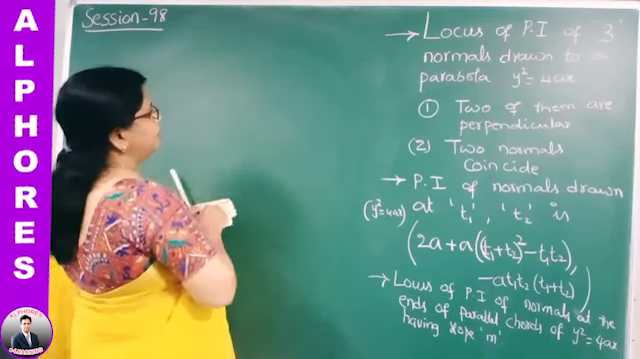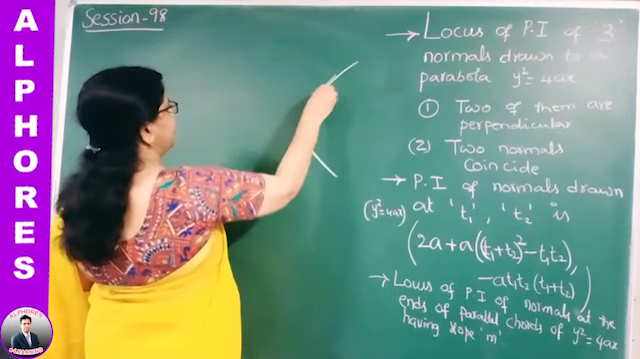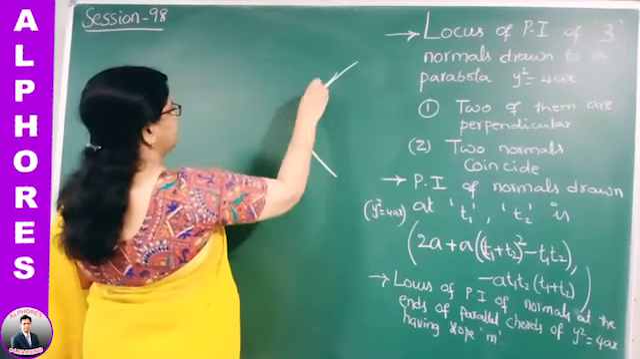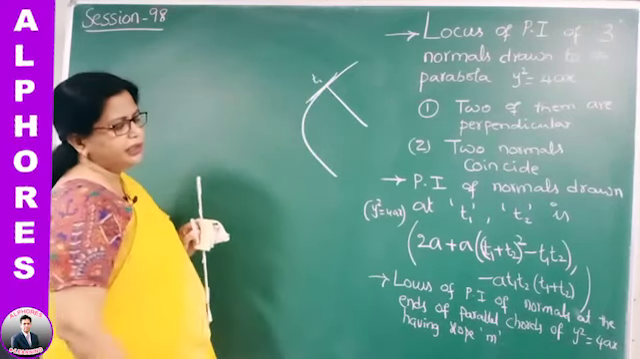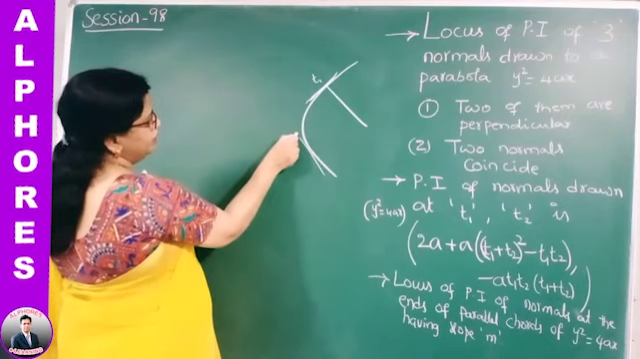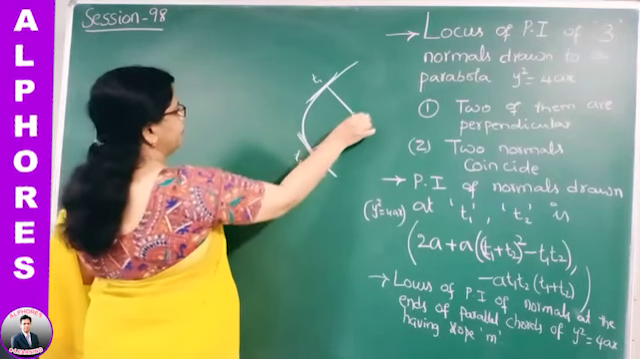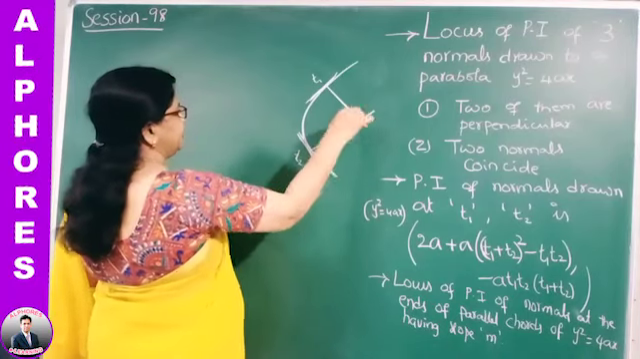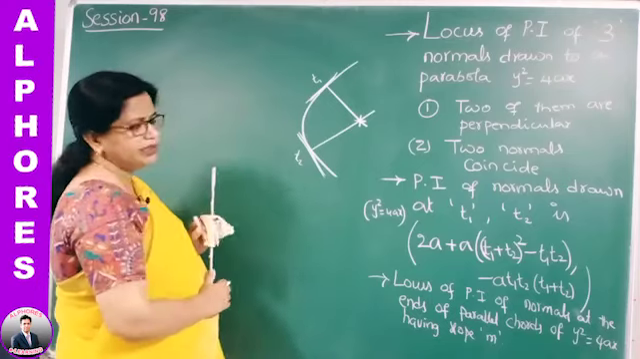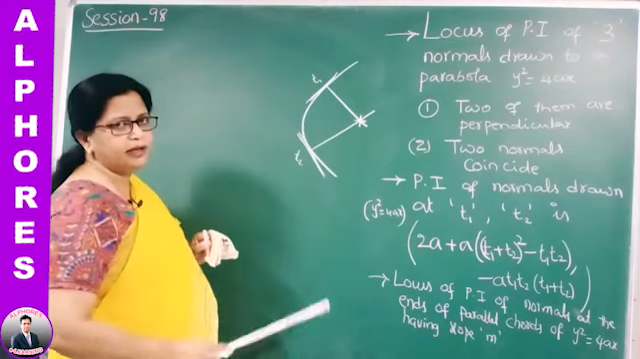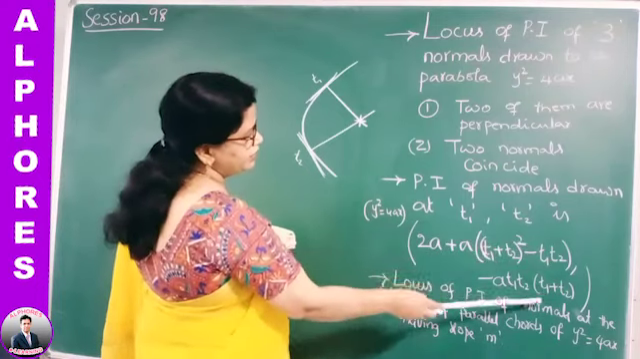If you take a parabola y square is 4ax, a normal is drawn at this point. This is a tangent and this one is the normal drawn at T1. Another normal is drawn at T2, suppose this one. These two are intersecting, and for this point of intersection the formula is 2a plus a into the sum of these whole square minus etc.